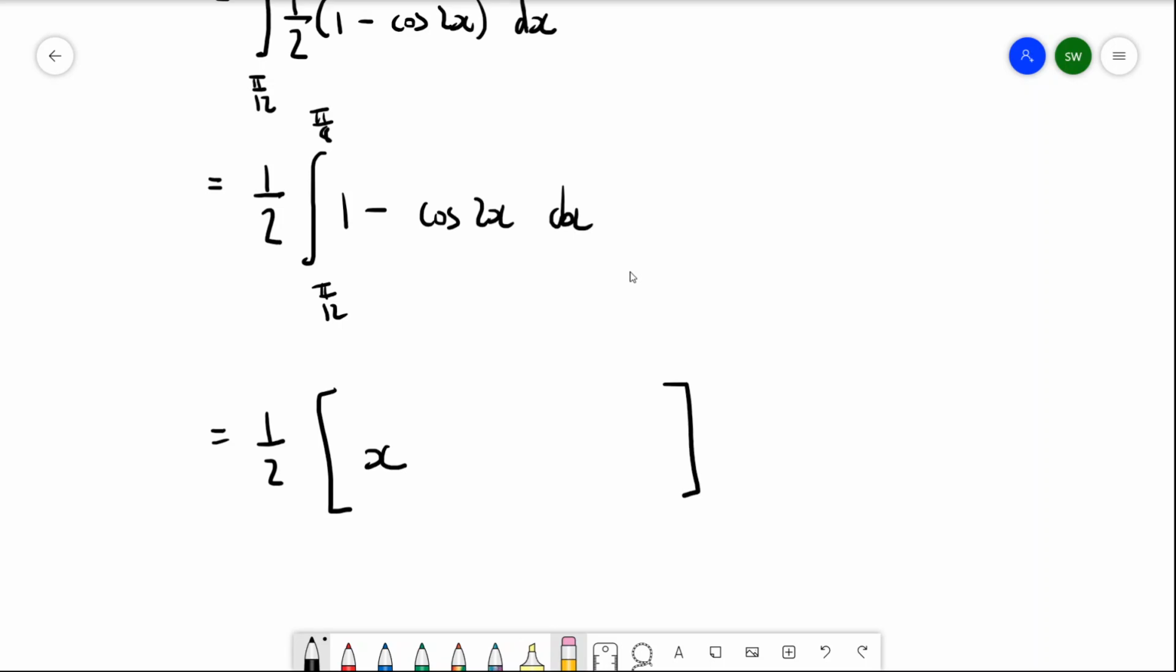The integral of minus cos, if we just think sine, cos, minus sine, minus cos, the integral of minus cos is minus sine. So we know that we're going to have a minus sine of 2x. But we've got 2x inside the bracket here, so we're going to have to divide by 2 when we integrate.